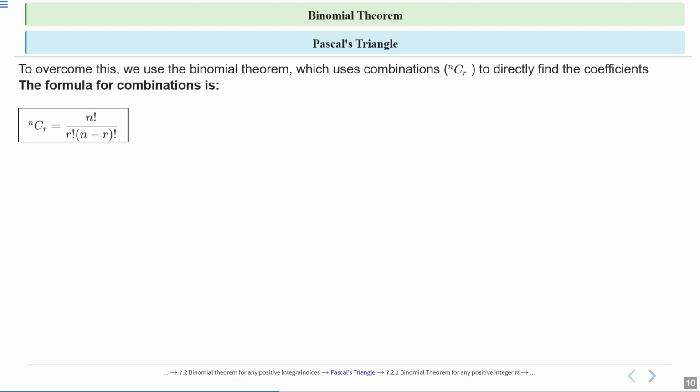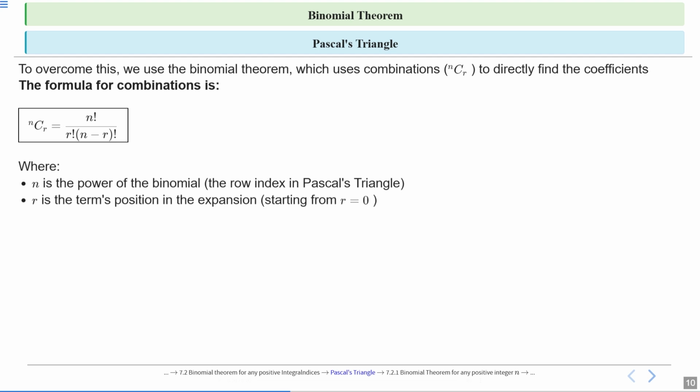So let's look at the formula for combinations. That is nCr equals n factorial upon r factorial times n minus r factorial. We will use this formula to find coefficients in binomial expansion, where n is the power of the binomial, the row index in Pascal's triangle. That is n here. And r is the term's position in the expansion, starting from 0.